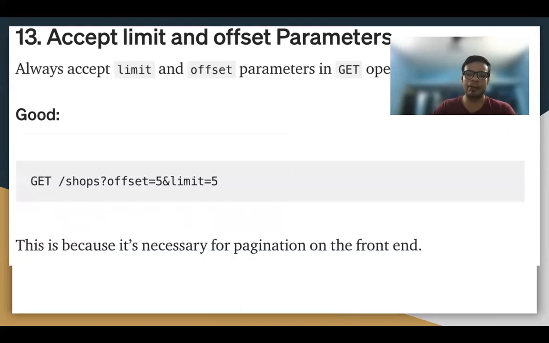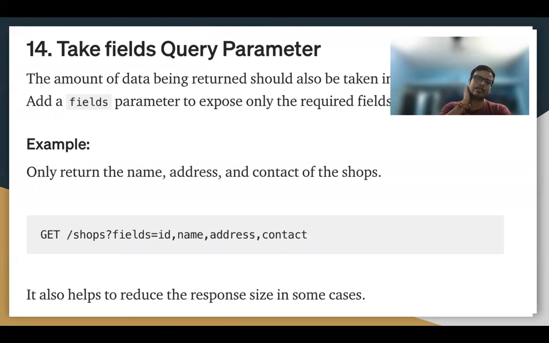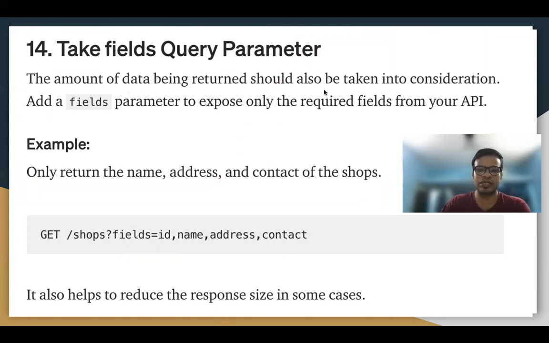Now accept limit and offset. It is there for everyone. Everyone should use it. Some people are using it; if you are not using it, you can use it. Now take a fields query parameter. So basically, you will only expose the required fields for your API. Suppose fields is ID, name, address, and contact. Then you will only return the name, address, and contacts.